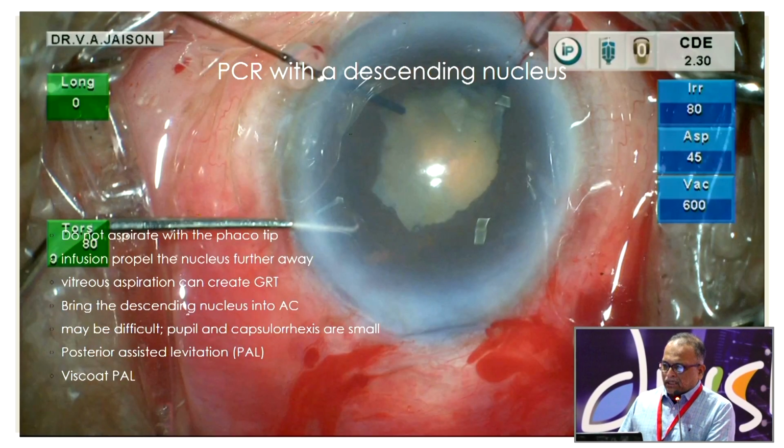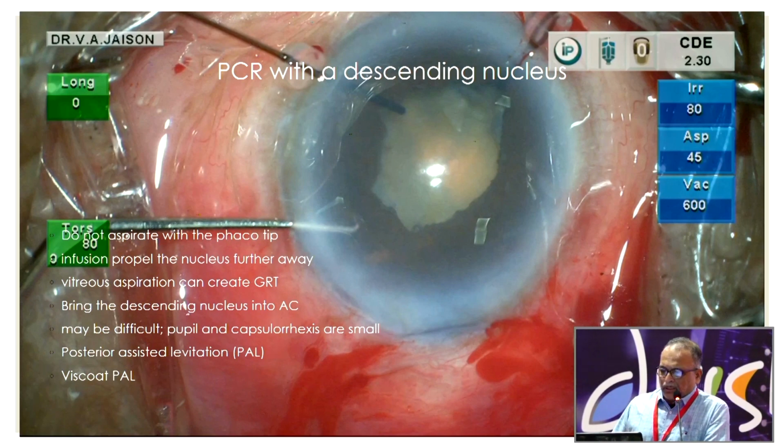We'll move on to the next scenario, where you have a nucleus in the anterior vitreous phase. When you have a nucleus in the anterior vitreous phase, don't try to aspirate it with the phaco tip, because the infusion is going to push the lens nucleus further away. And you are likely to aspirate vitreous, and that can cause traction, and you can get a giant retinal tear.